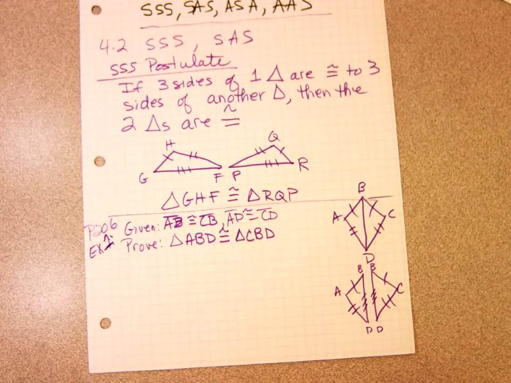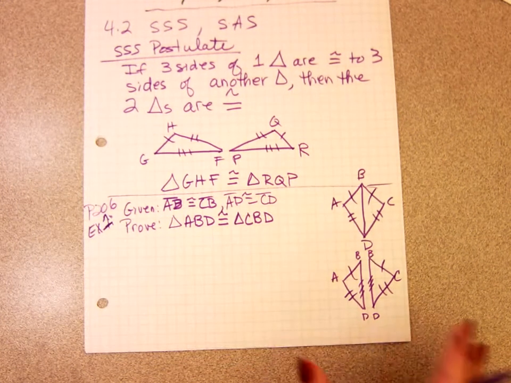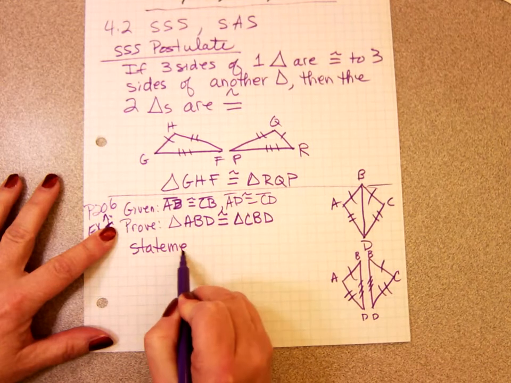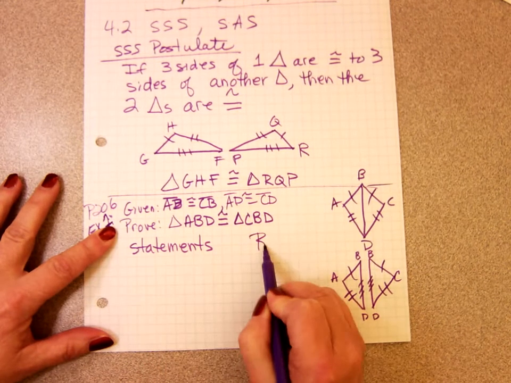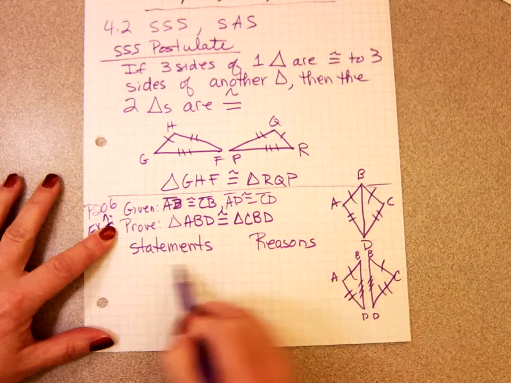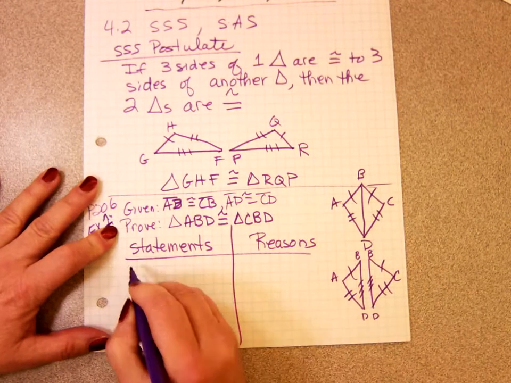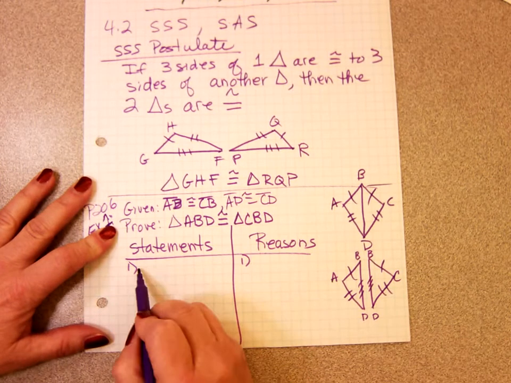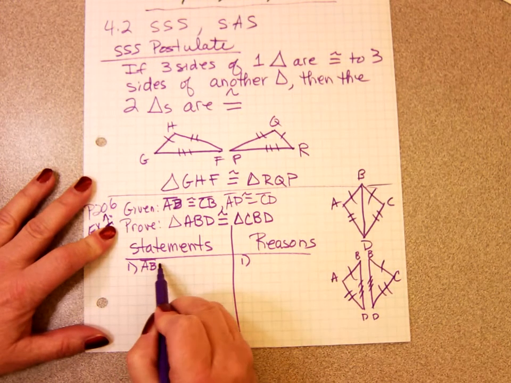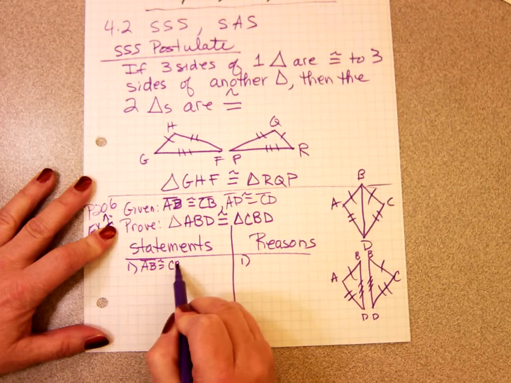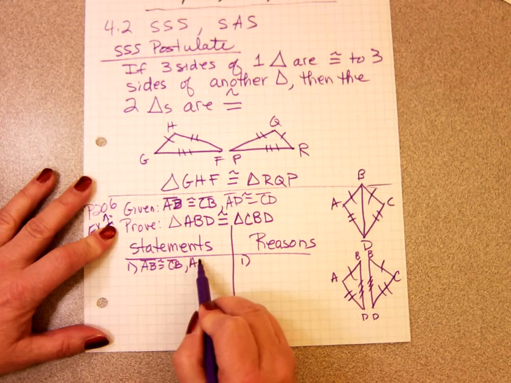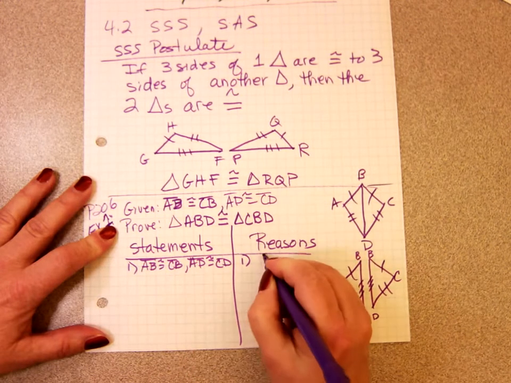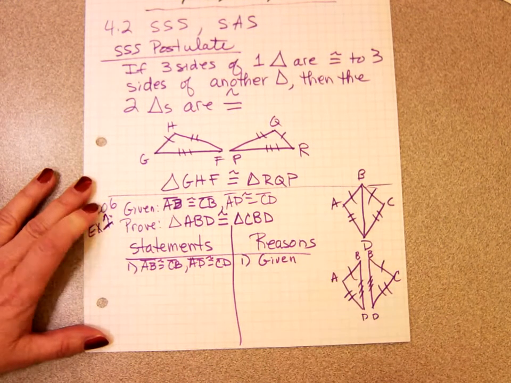So basically, our proof is done, but I want to write it. So the statements go on the left, and the reasons why we can make those statements go on the right. What do we usually do first, but not 100% of the time? Given. The given, very good. AB is congruent to CB, and AD is congruent to CD. This information was given to us in the problem.